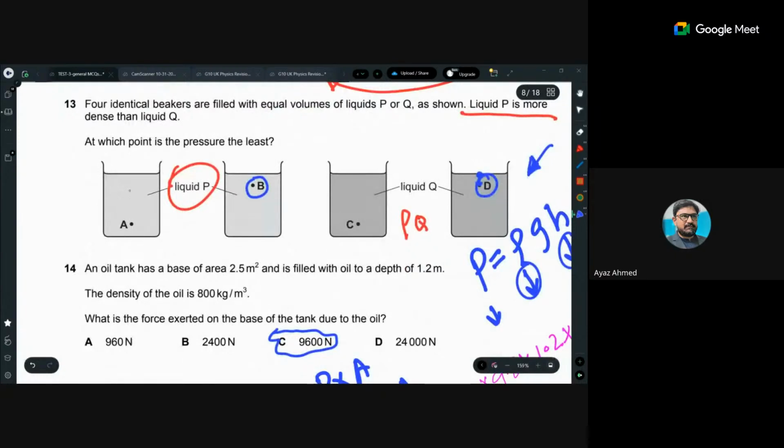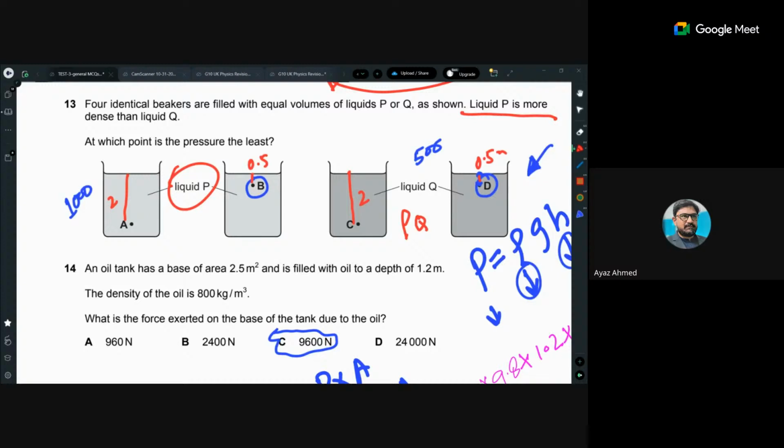Yes. For example, its density is, suppose, 1000, and its density is, let's say, 500. And this is placed 2 meter below. This is placed 0.5 meter below. This is again placed 2 meter below. This is placed 0.5 meter below. So whose answer would be less?